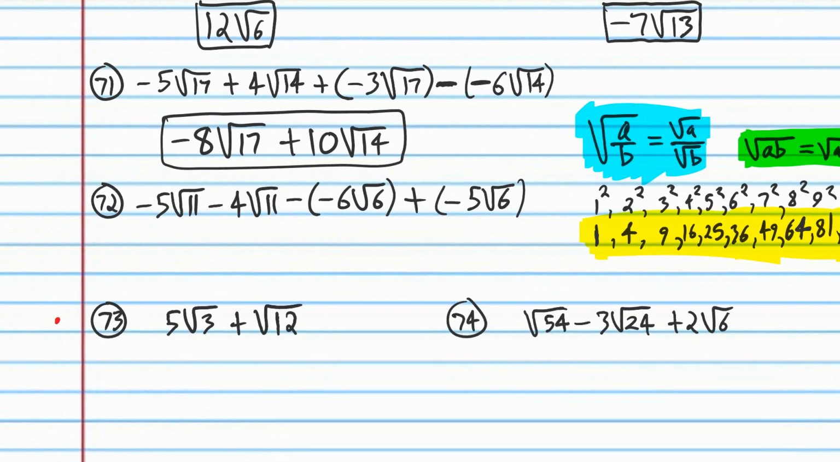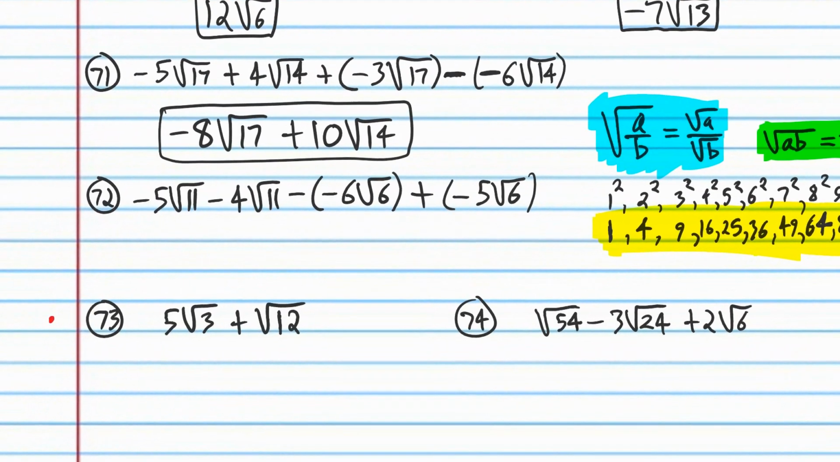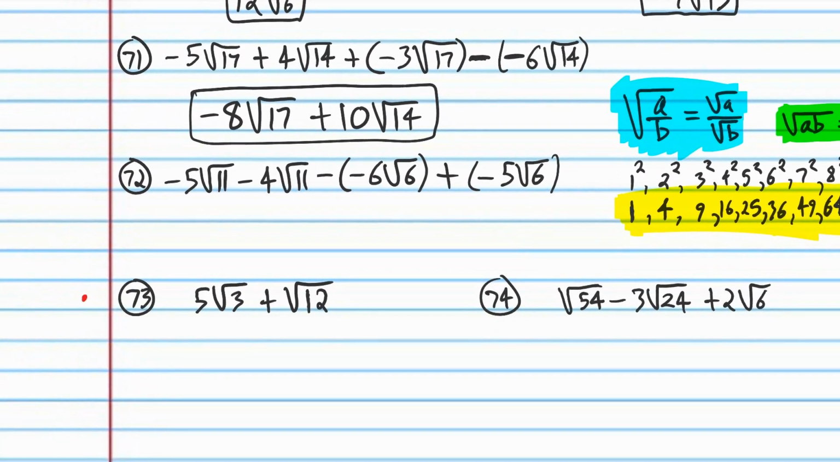All right, so try number 72, and when you come back, we'll do it together. All right, we're back. Negative 5 plus negative 4 is negative 9 root 11. So we combine the root 11s, and this is going to be positive 6 root 6 because it's a double negative. 6 root 6 minus 5 root 6 is just 1 root 6, but instead of writing the 1, we just write root 6. So if you got that answer, good job.